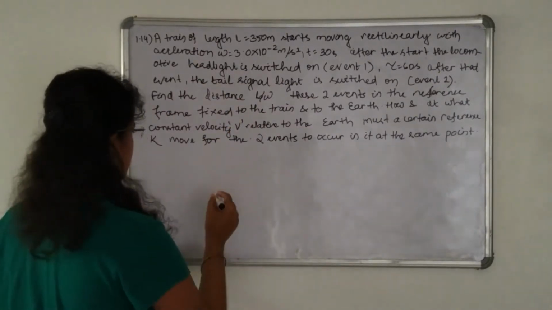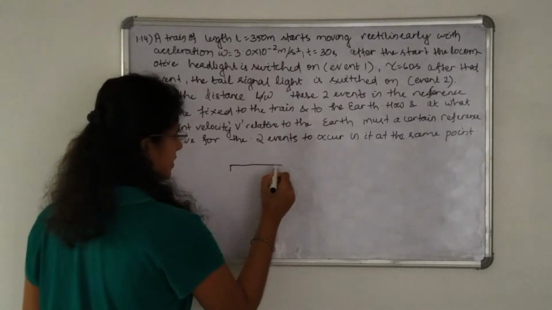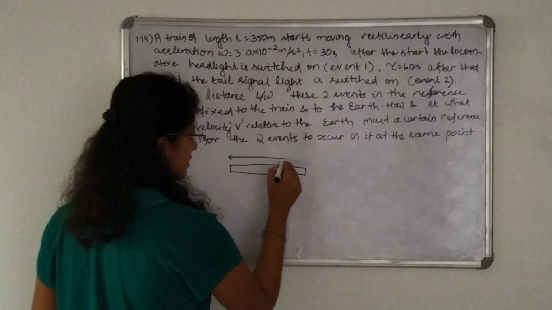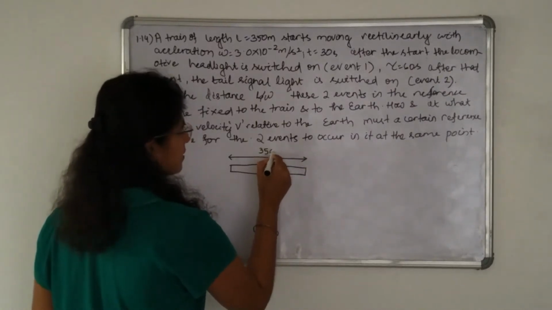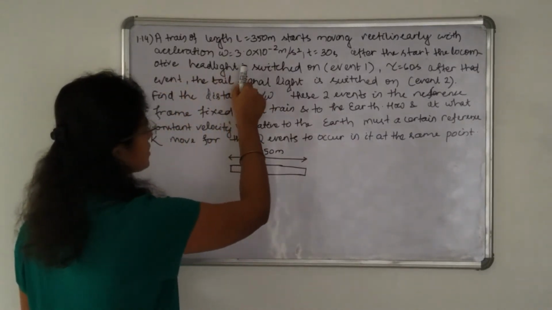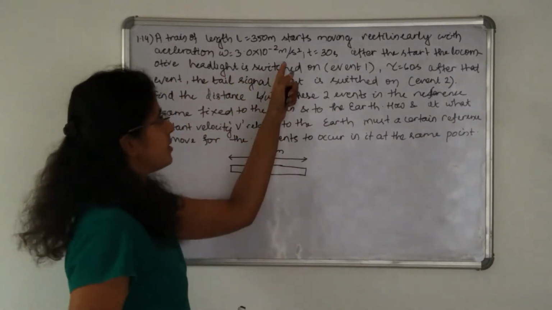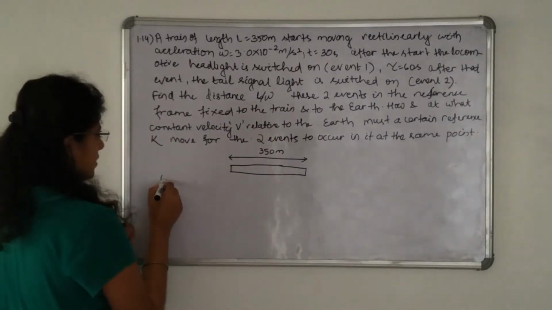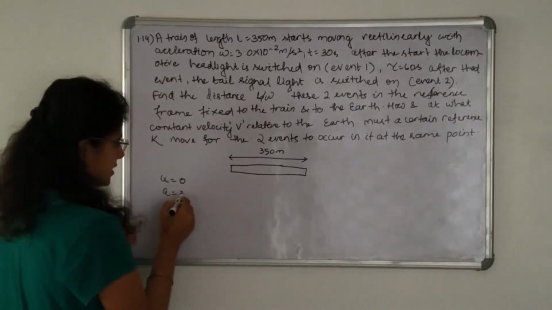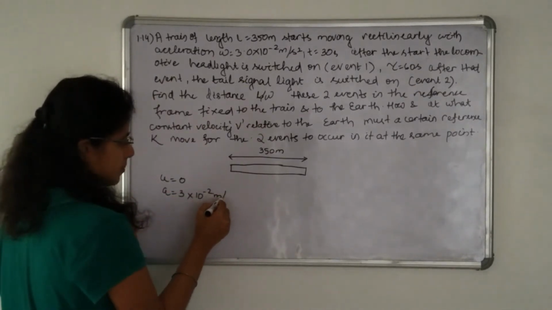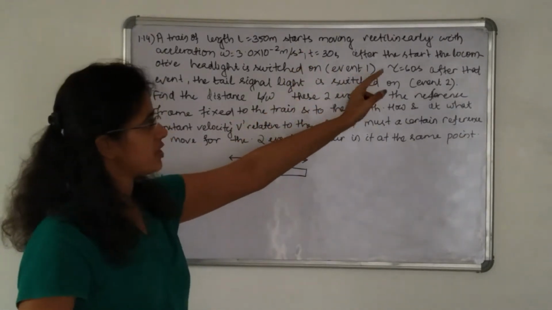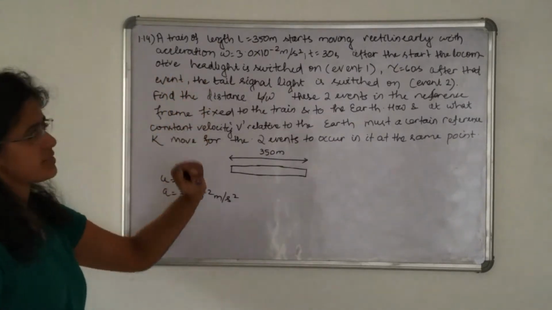Minus 2 meter per second square. Okay, so let us take, this is a train, its length is 350 meter and it started moving rectilinearly with acceleration omega is equal to 3 into 10 to the power minus 2 meter per second square. So here u is equal to 0, a is 3 into 10 to the power minus 2 meter per second square. Then it says t is equal to 30 seconds after the start, the locomotive headlight is switched on.